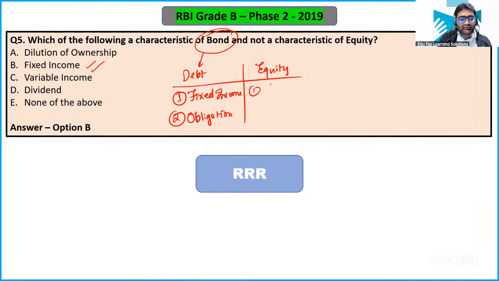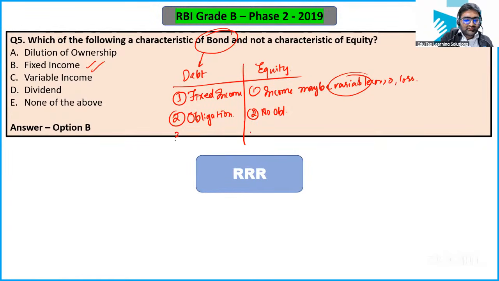On the other hand, equity, what can we say about it? Here, do we have fixed income? No. Income is not guaranteed. Income may be variable. Or we may not have any income, or zero also. We may not have any income or even negative loss also. So it is totally variable. That is the main characteristic. There is no obligation over here. The main thing with equity is that ownership is provided. Ownership is given. The main meaning of equity itself is ownership, right?